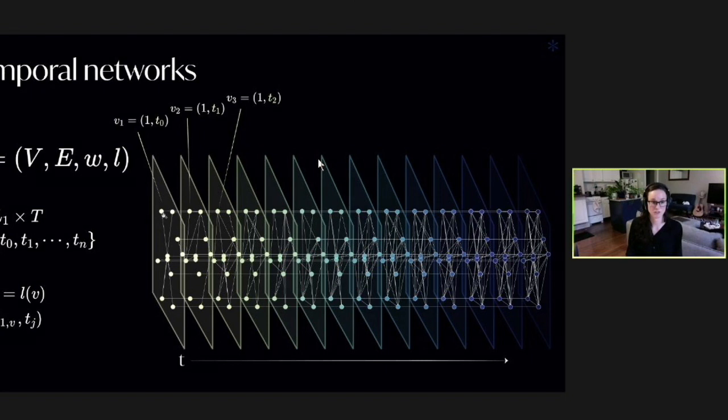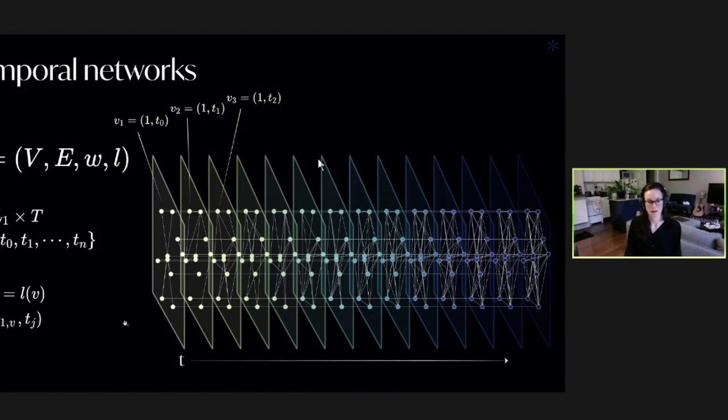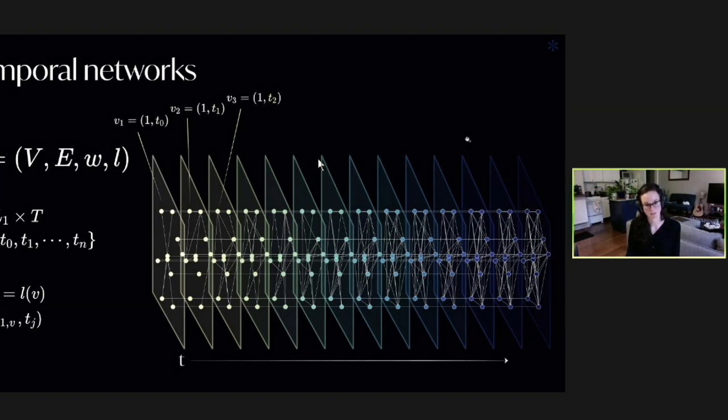And so each vertex in this whole multi-layer network or multiplex network is associated with a number from L1, and then a time point. So this is V1 is 1T0, V2 1T1, and so on.